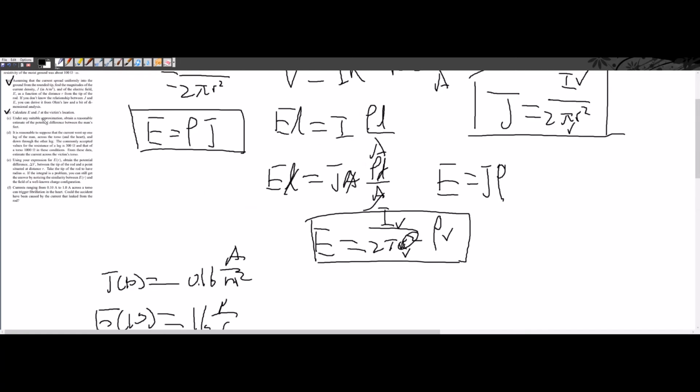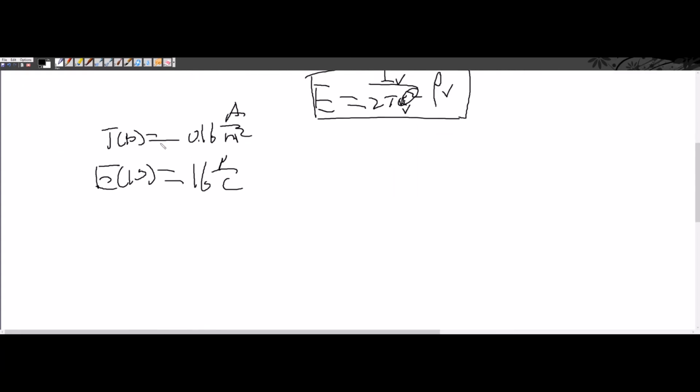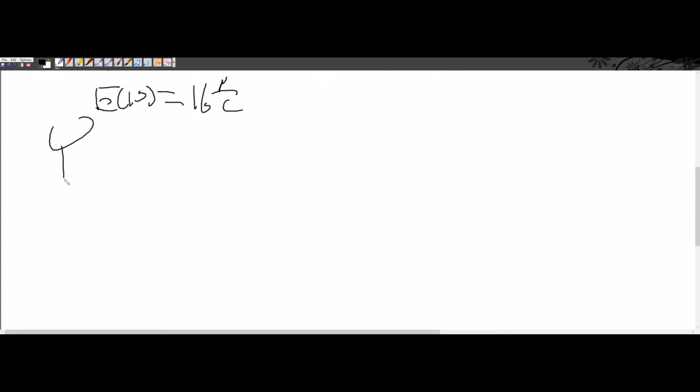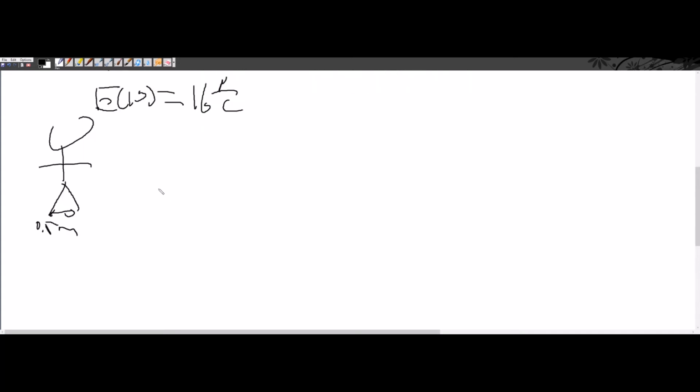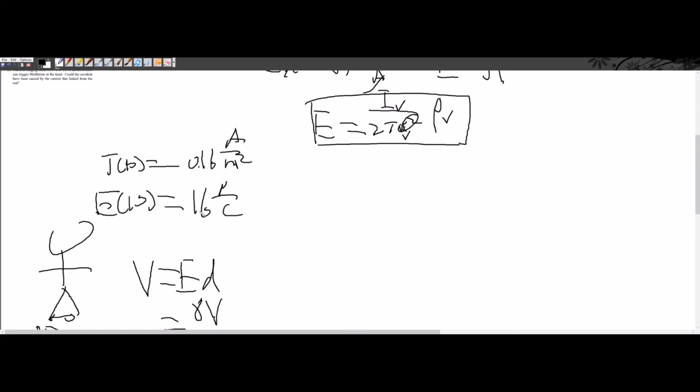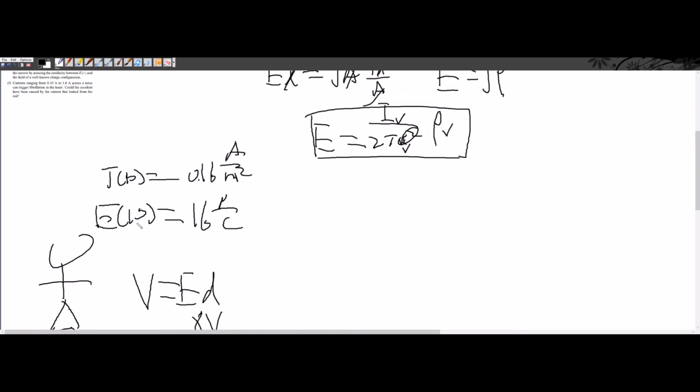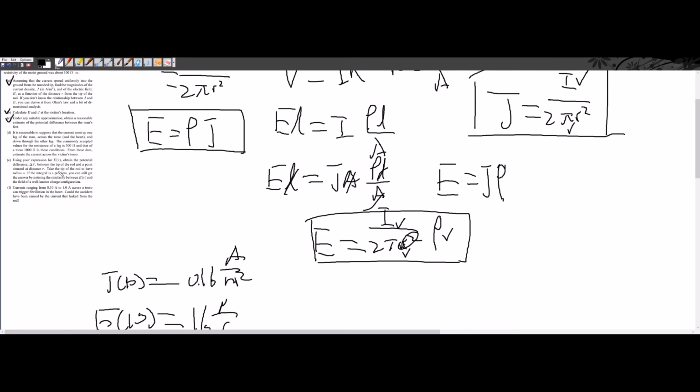Under any suitable approximation, obtain a reasonable estimate of the potential difference between a man's feet. Let's say we have an average human here. The distance between their legs, well, let's just say 0.5 meters, because why not? That seems like a fair approximation. So the potential difference V is just equal to the electric field times distance. This is probably 8 volts: 16 times 0.5, 8 volts, checks out. So it's a pretty good approximation.